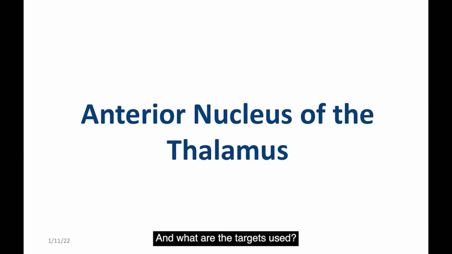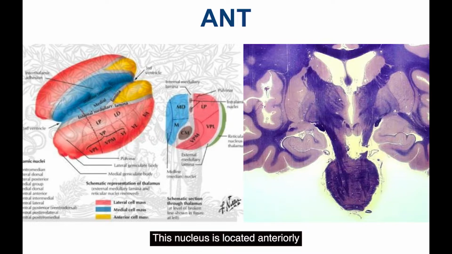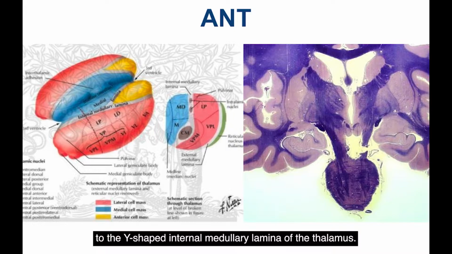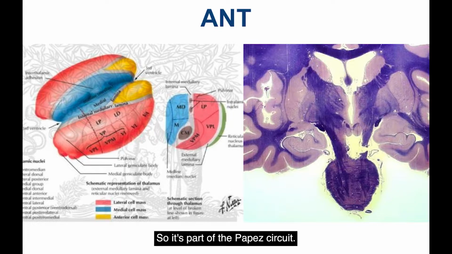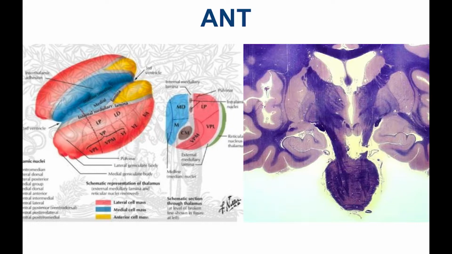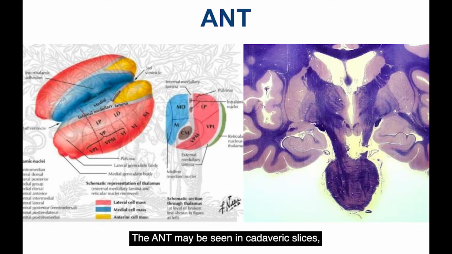And what are the targets used? We will start with the anterior nucleus of the thalamus. This nucleus is located anteriorly to the Y-shaped internal medullary lamina of the thalamus. And it receives fibers from the mammillary bodies through the mammillothalamic tract, and it projects to the cingulum. So it's part of the Papez circuit. That's why the candidates for these procedures are patients with focal epilepsies. The ANT may be seen in cadaveric slices, as appreciated on the right. It's generally easier to find the mammillary bodies, then follow the mammillothalamic tract all the way to the ANT that is located in the bottom of the frontal horn of the lateral ventricles.